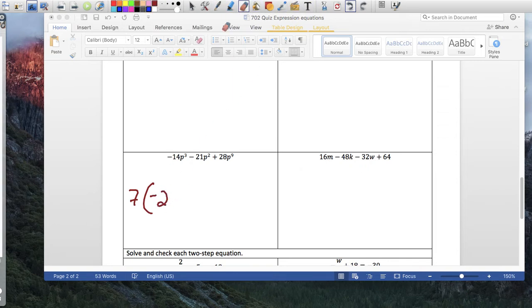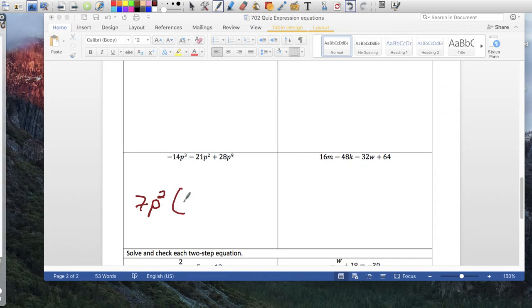Oops, here's my mistake. What's in common in all three? 7 is in common, yeah? 14 is a multiple of 7, 21, and 28, and it's the biggest factor that goes in all three. As far as P goes, what is the smallest of the P's? P to the second, and that's the guy I'm going to take outside. Let's see how this works.